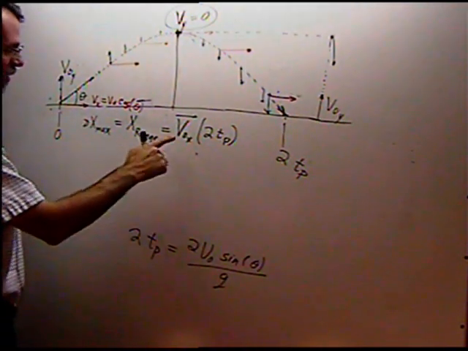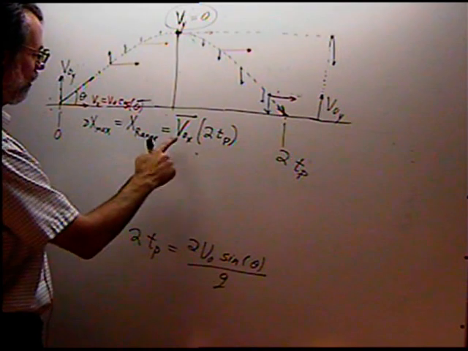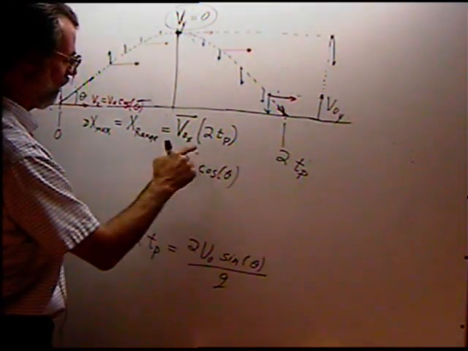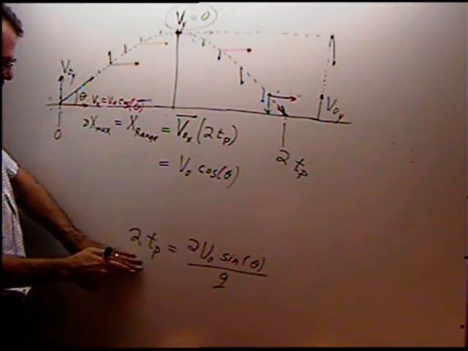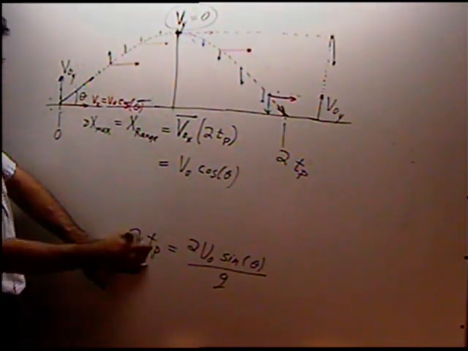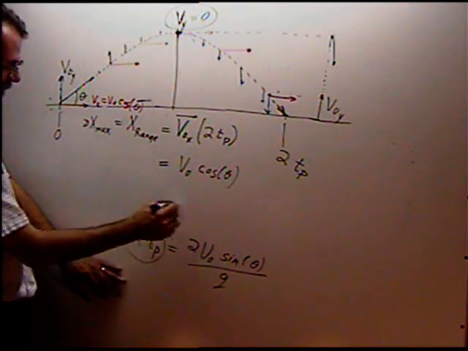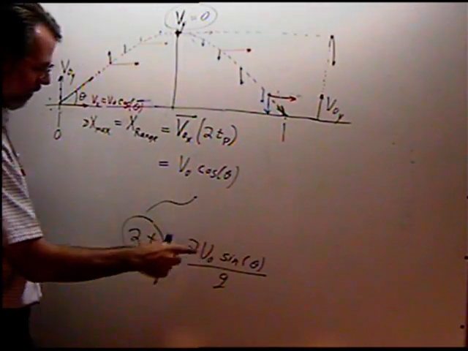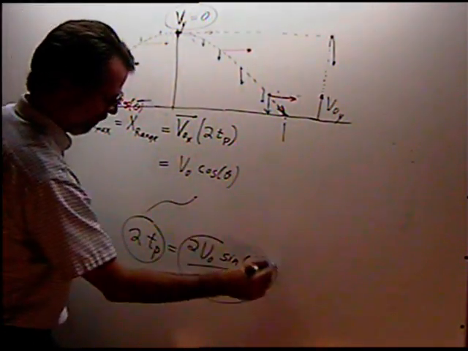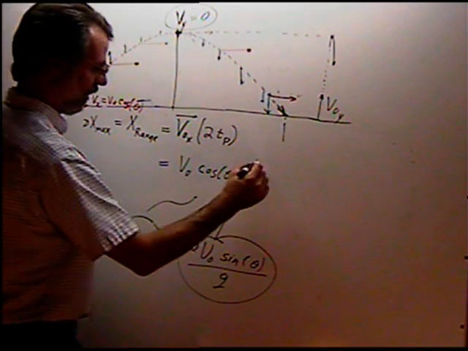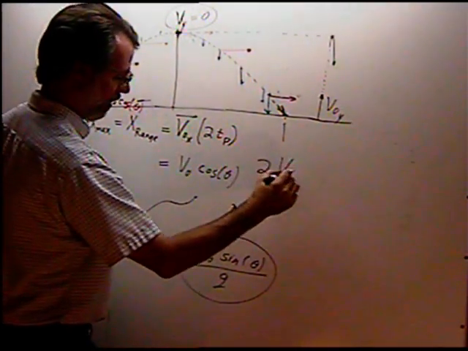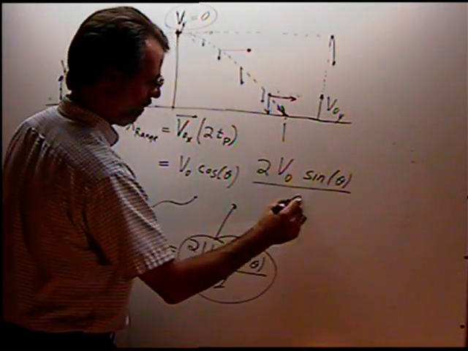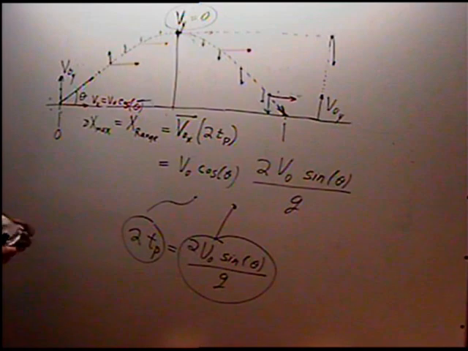So the initial velocity in the x dimension is v sub 0 times cosine of the angle, times the total time, which is this. So I'm going to take this and substitute it in here, and I get 2 v0 sine of theta all divided by g.